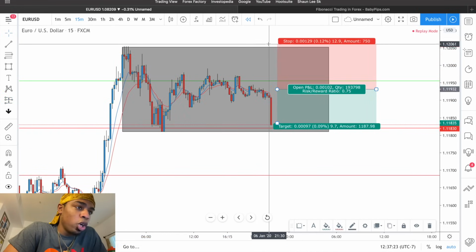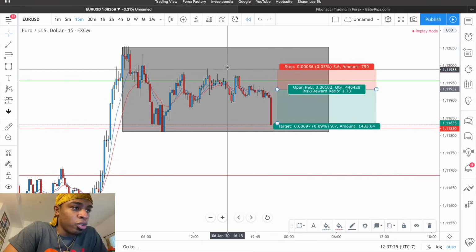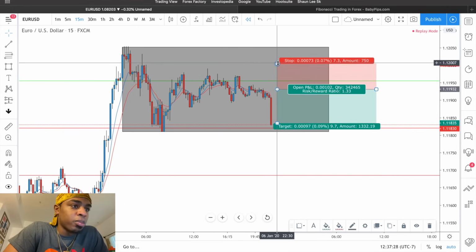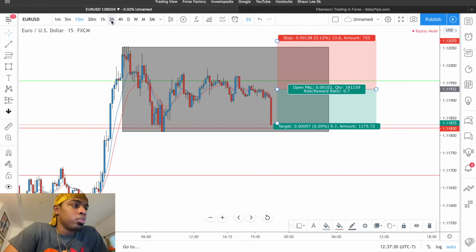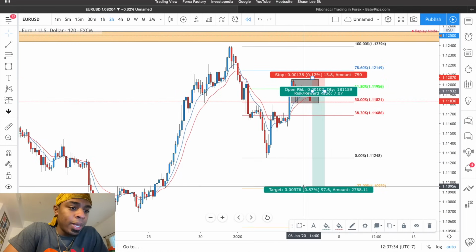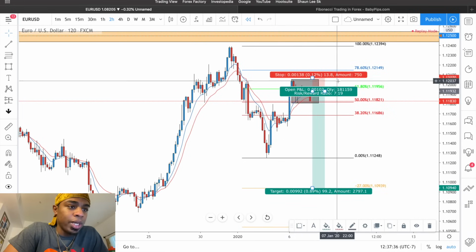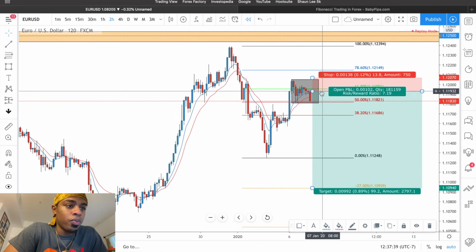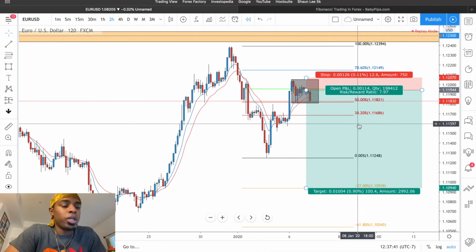Stop loss could go above the box. For a sniper entry, I probably would put it right here. But let's just put it above the box just for right now. We can go back to the 1 hour, 2 hour time frame. Now, take profit way down here. Negative 27 extension. Drag it over. This is how you trade the Fibonacci extension.